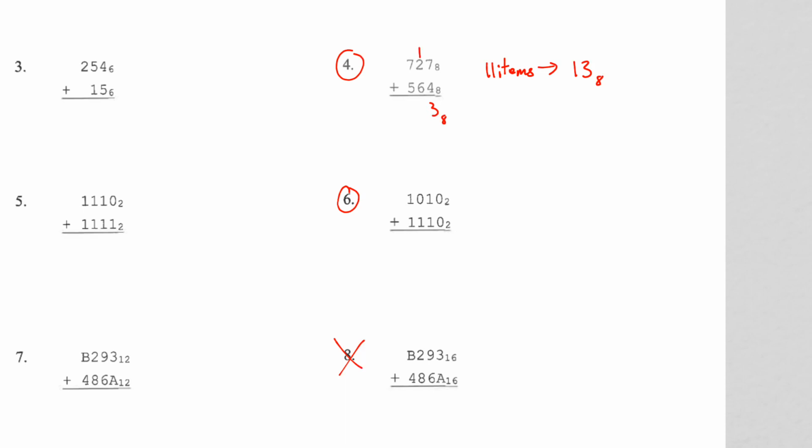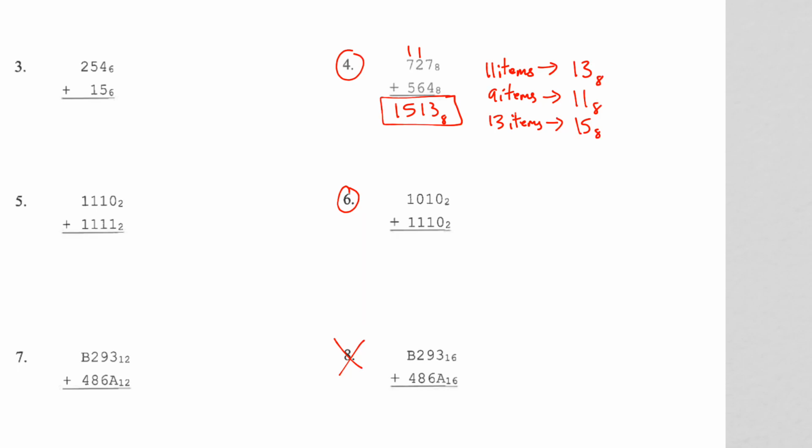And that's going to be 9 items. And that's 1 extra from a group of 8. So that's going to be 1, 1, base 8. Carry the 1. And then that's 13 items in that last column. And that's going to be 1 and 5 extra. Okay, so that's going to be 1, 5, 1, 3 is the final answer.